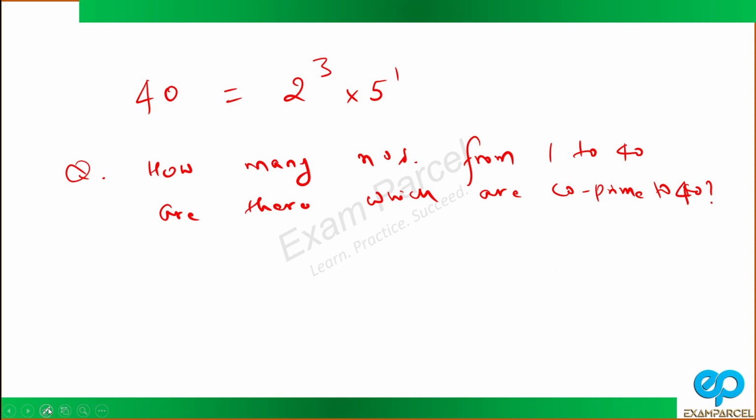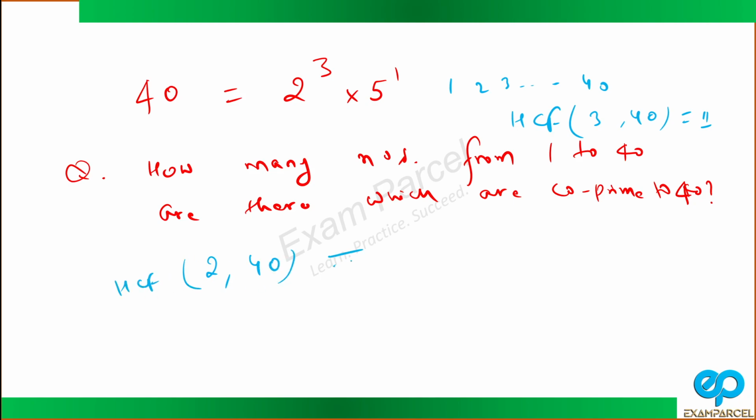Now what does co-prime mean? Co-prime means that if I choose any number from 1 to 40, I should have my HCF as 1. Okay. Let's say any number, let's say 3. So how many numbers are such there? Since I want the numbers which are co-prime to 40, I don't want any factor common, right? So let's say if I choose 2, so HCF of 2 and 40 will be not 1, right? It will be 2. Why? Because this number also consists some factors of 2. There are 3 factors of 2, right? And this is also containing a factor of 2.